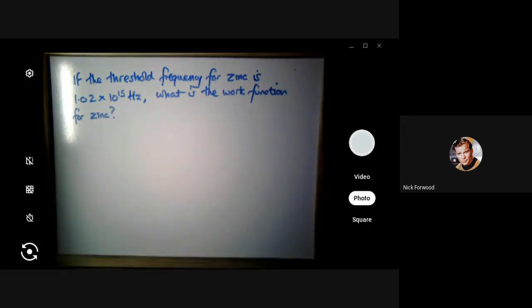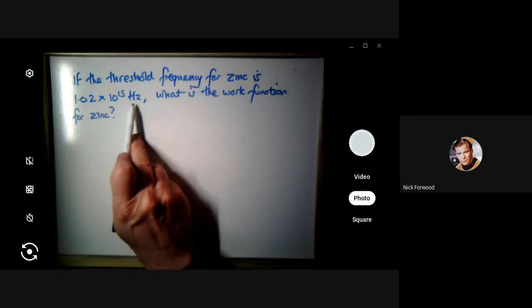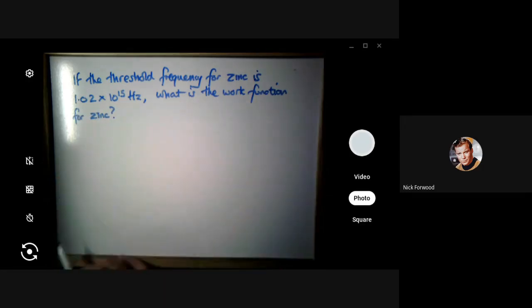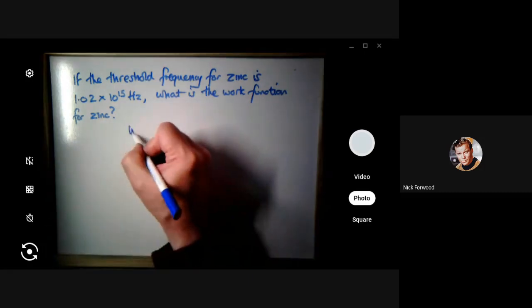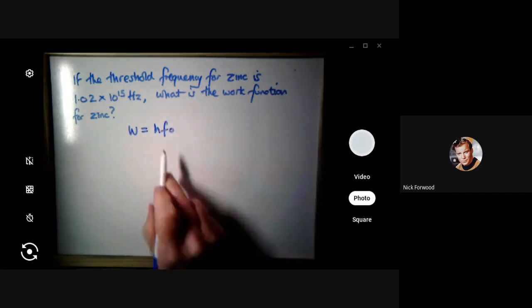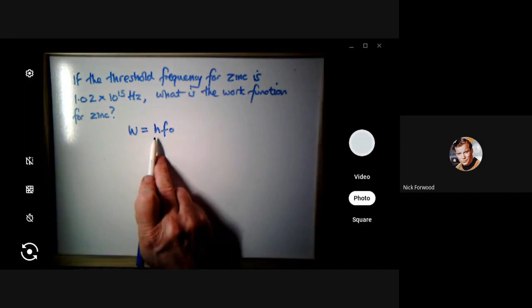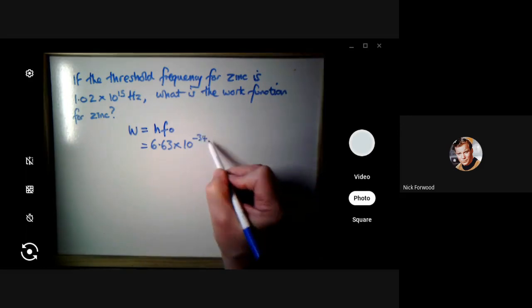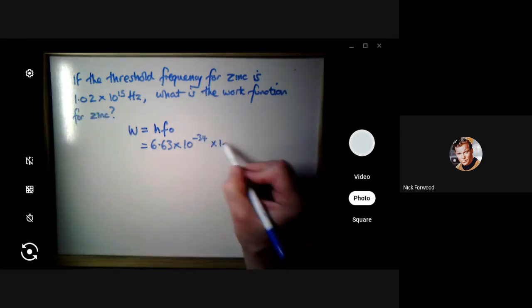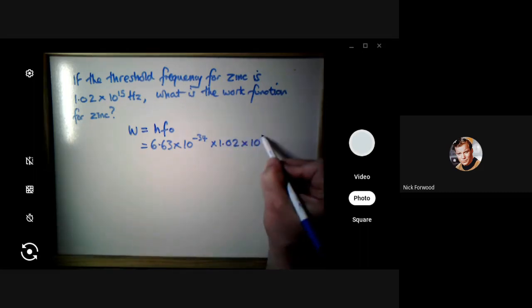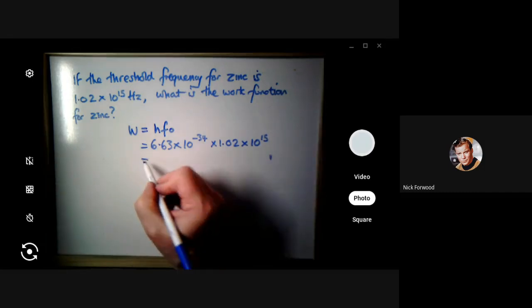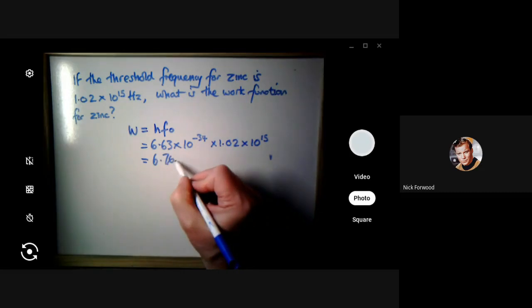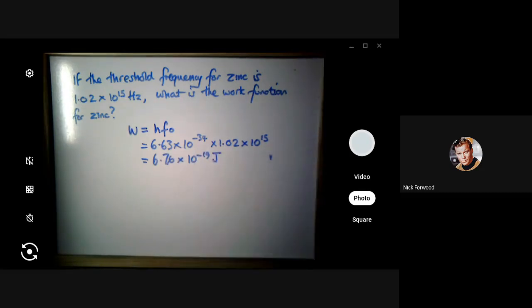So if the threshold frequency for zinc is 1.02 times 10 to the power of 15 hertz, what is the work function for zinc? So this is all about the zinc at the moment. So the formula for the work function is equal to hf naught. F naught is the threshold frequency. H is Planck's constant. So we can work out what is the work function. And that is 6.63 times 10 to the negative 34 multiplied by that number there, 1.02 times 10 to the power of 15 hertz. I won't put the hertz in the formula. And that is 6.76 times 10 to the negative 19 joules. You'll get plenty of time to do some of these yourself later on, but you just need to get these down as worked examples.